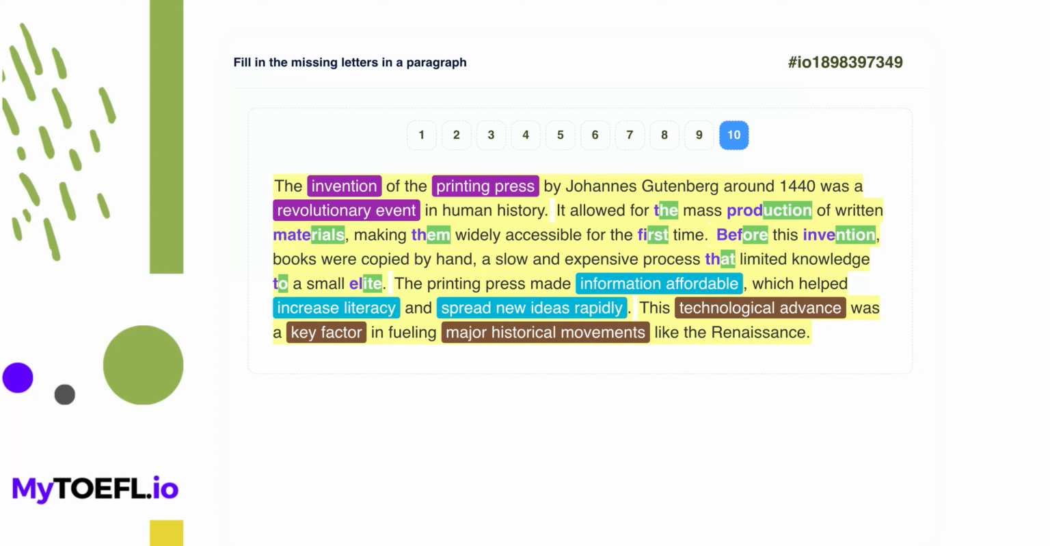Great work today. Remember, when solving these questions, always look for grammatical cues like articles and pronouns and use the surrounding context to predict the meaning of the missing words. Keep practicing this strategy, and I will see you in the next lesson.